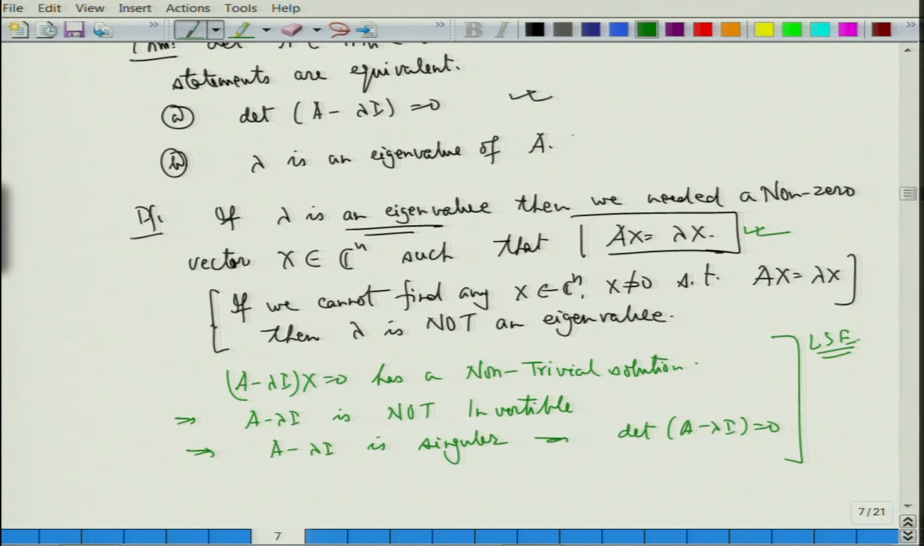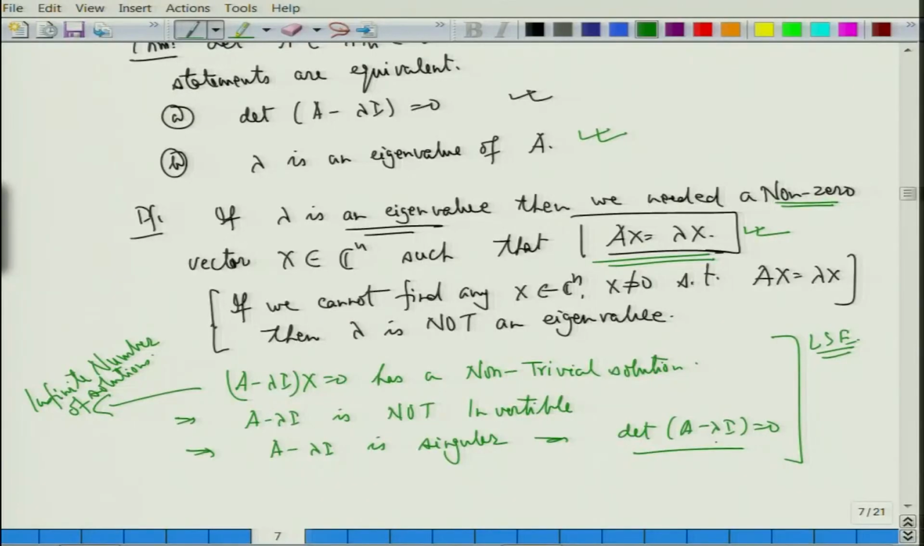So if lambda is an eigenvalue of A, it implies that Ax equal to lambda x has a solution for some choice of x which is non-zero. Since x is non-zero, it has an infinite number of solutions. Once you have an infinite number of solutions, the matrix must be non-invertible, and therefore it is singular because they are all equivalent conditions, and therefore you get determinant of A minus lambda I is 0.